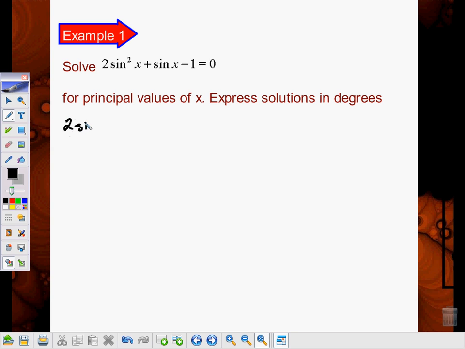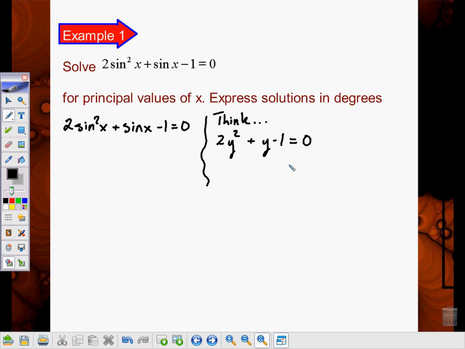So if I look at this 2 sine squared x plus sine x minus 1 equals 0 a little differently, if instead I think of substituting the sine x for another variable, let it be y, so this could be rewritten as 2y squared plus y minus 1 equals 0, it's a little easier to see this as a quadratic. I could then apply the quadratic formula or factoring strategies to solve for y.